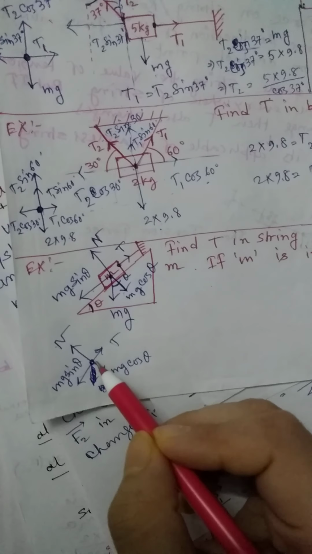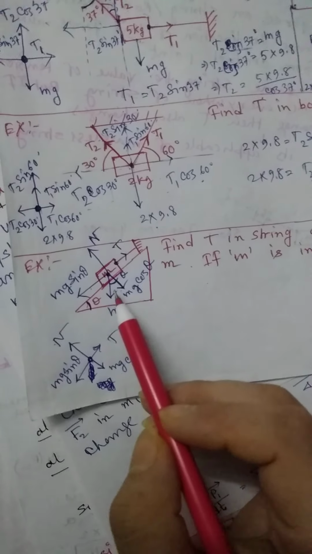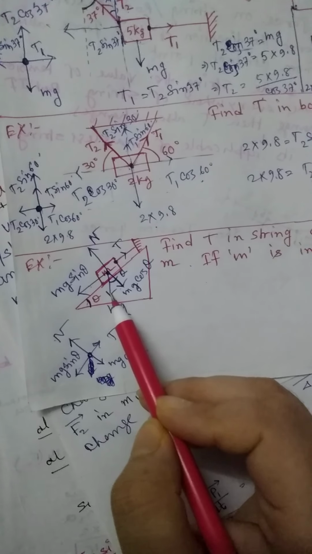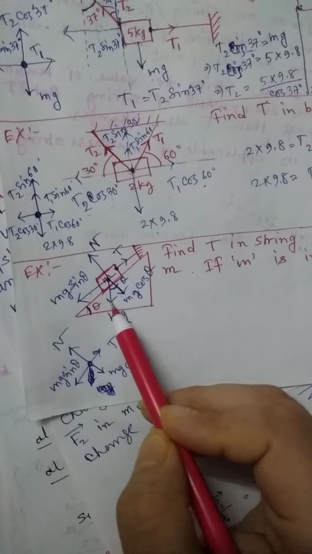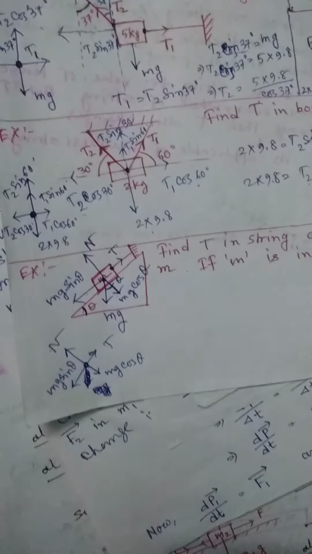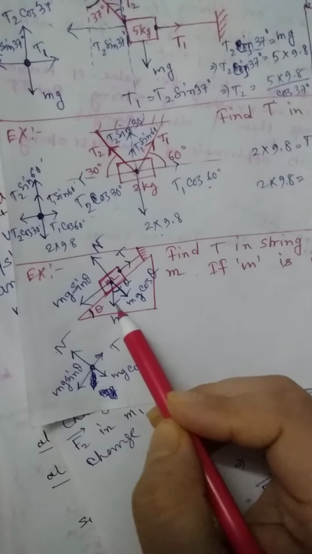So there are four forces exerted on this body, because if we add these two forces, then we will get mg, because here I'm splitting mg, right? The body experiences the sum of these two forces, or we can say the body experiences mg, because mg equals mg cos theta plus mg sin theta.